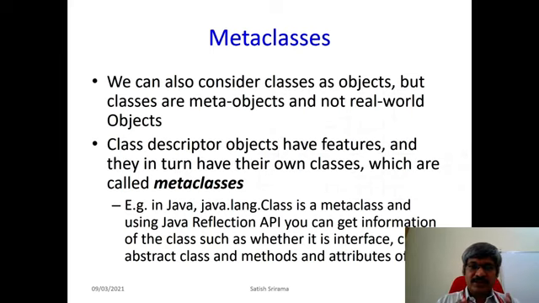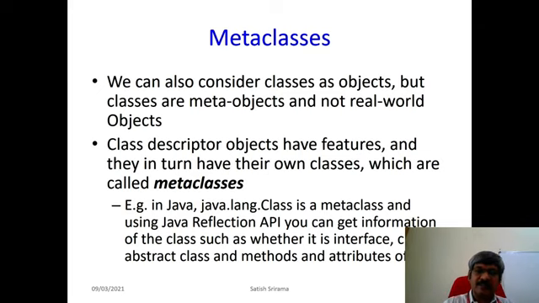We can consider classes as well as objects, but classes will be meta objects. You instantiate a class, then you have the object. In the basic sense the classes are not themselves objects, but meta objects and not real-world objects.